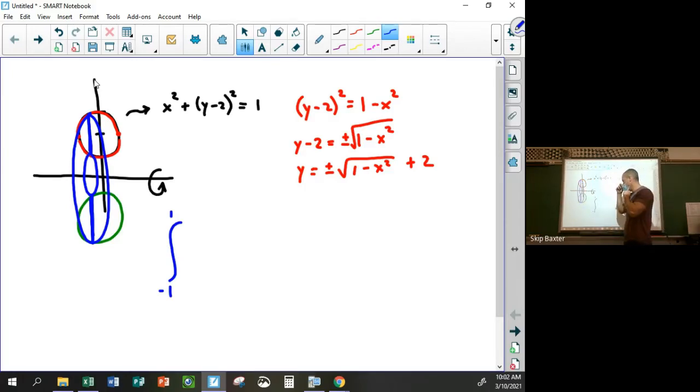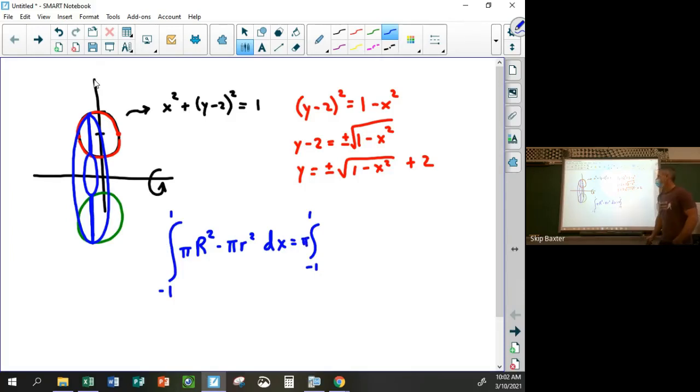A typical washer has an area of pi R squared minus pi r squared. Big R is the big radius of the whole washer, and little r is the radius of the hole. In this case, big R is the upper semicircle and little r is the lower semicircle. I can factor out a pi, so this ends up being the integral from -1 to 1 of pi times big R squared, which is (2 plus the square root of 1 minus x squared) squared, minus little r squared, which is (2 minus the square root of 1 minus x squared) squared. And that would be it.